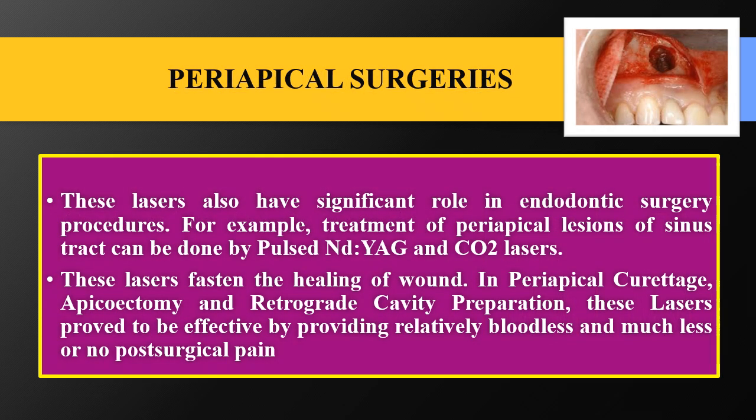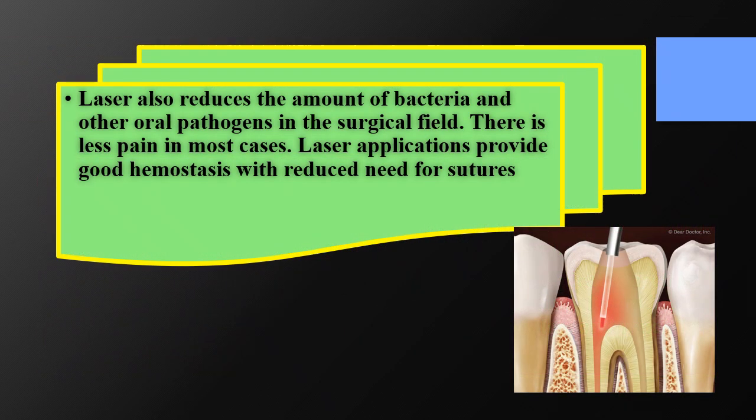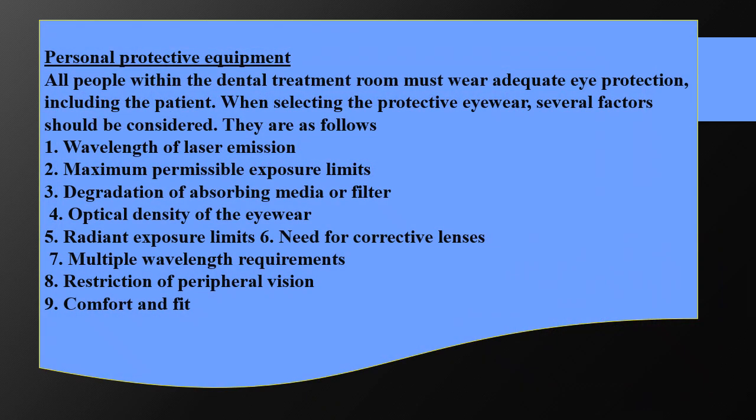A laser is also used for periapical surgery. The laser used is the carbon dioxide laser for flap elevation and flap preparation. These lasers fasten wound healing, and there is less bleeding when we use the laser. A hard tissue laser is also used for retrograde cavity preparation. These lasers proved to be effective by providing a relatively bloodless field and much less or no post-operative pain. Laser also reduces the amount of bacteria and other oral pathogens in the surgical field. Laser application provides good hemostasis with reduced need of sutures.